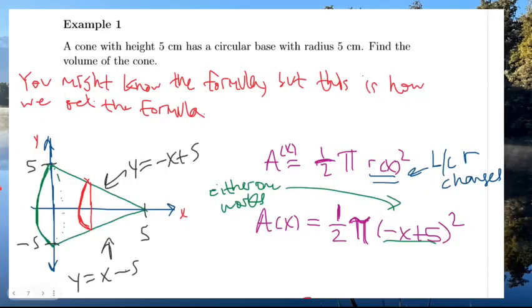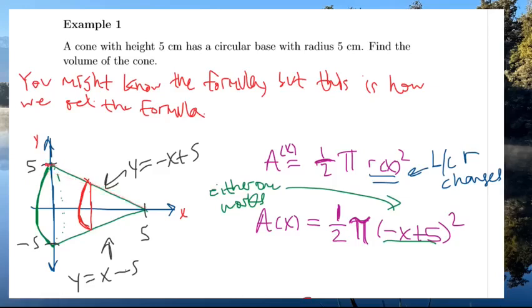Let's look at an actual example. We have a cone with a height of 5 centimeters and a base with a radius of 5 centimeters. Find the volume. Even if you know what the volume of a cone is, we're going to do it this way because this is how we get that formula. So first, the step is to draw. We're going to just make it sideways. You don't have to do it like that, but that's what we're going to do.